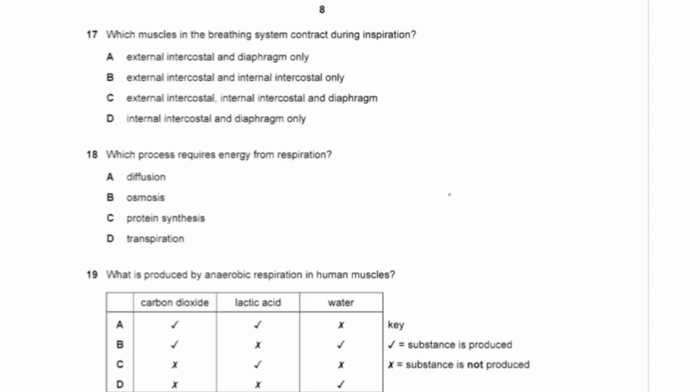Number 17. Which muscles in the breathing system contract during inspiration? It's a very simple question on the respiratory system or gaseous exchange system. So basically, during inspiration, which is taking in of air or inhalation, the external intercostal muscles will contract and the diaphragm will also contract. So that is the answer to that question. You can go back and check: when the external intercostal muscle contracts, the diaphragm contracts, the rib cage would have to move what? When the diaphragm is contracting, let me explain that.